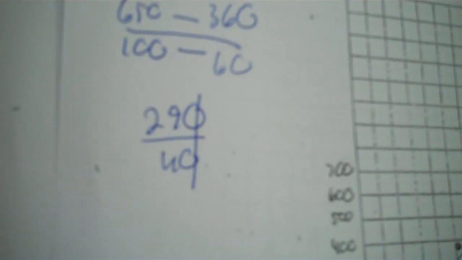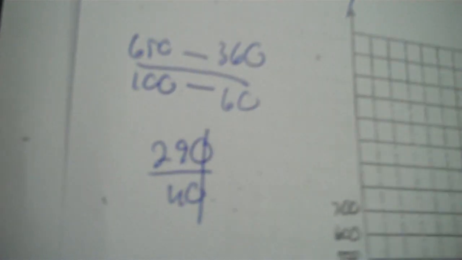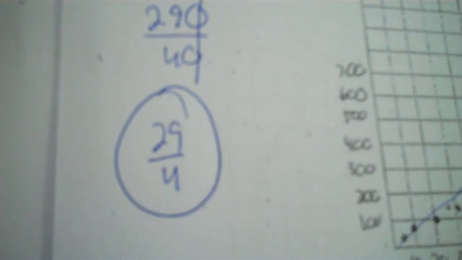Okay, now reduce that. If you have a 0 over 0, you can take that off, and it's just 29 over 4. 29 divided by 4 is a decimal, but we like our slopes in fractions, so it's 7 1/4, but you want to keep it improper, 29/4.